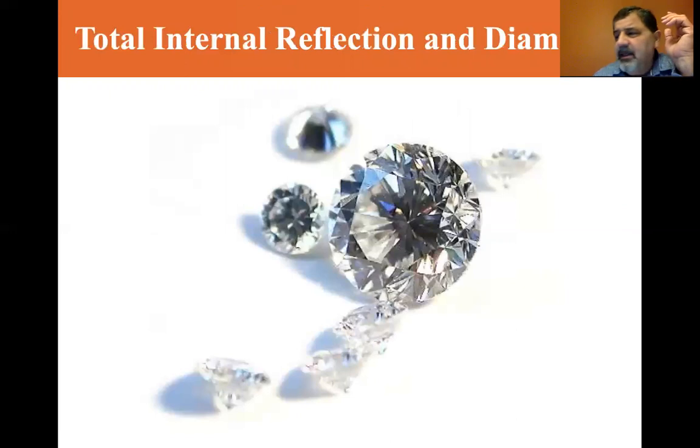Okay. Total internal reflection and the diamond. The critical angle for total internal reflection is small when N1 is much, much greater than N2. Example, the critical angle for a diamond in air is equal to 24 degrees. Any ray inside the diamond that approaches the surface at an angle greater than 24 degrees is completely reflected back into the crystal. This property combined with the proper faceting causes diamonds to sparkle.